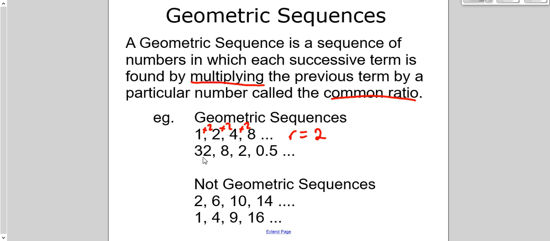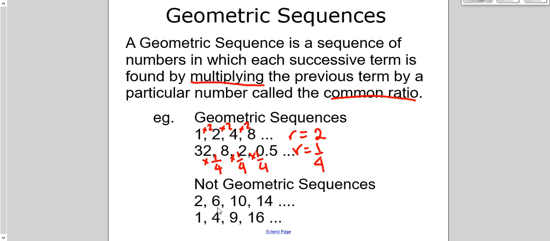Whereas here we have 32, 8, 2, 0.5. And I know your first instinct would be to say that we're dividing by 4, but we don't write our common ratio that way. It's always in terms of multiplication. So if you figure out we're dividing by 4, then you must actually be multiplying by 1/4. Notice it's just 1 over whatever number you figured out. So my ratio here is 1/4.